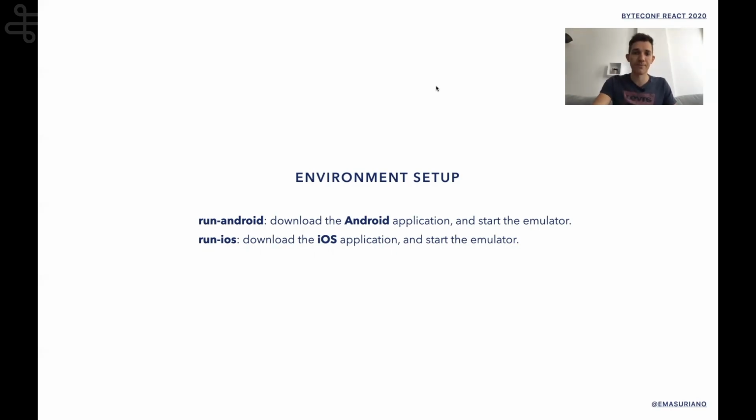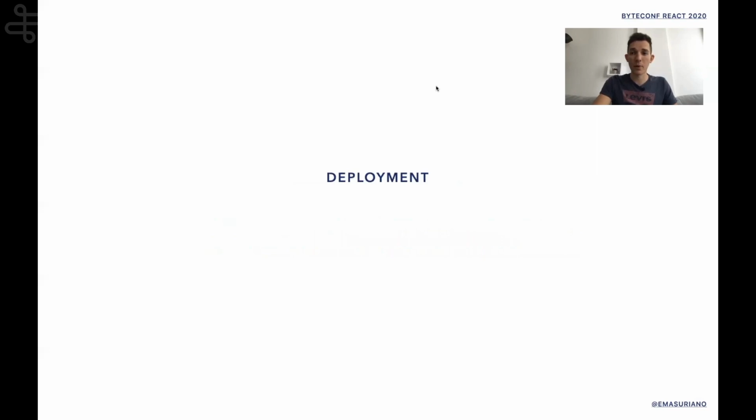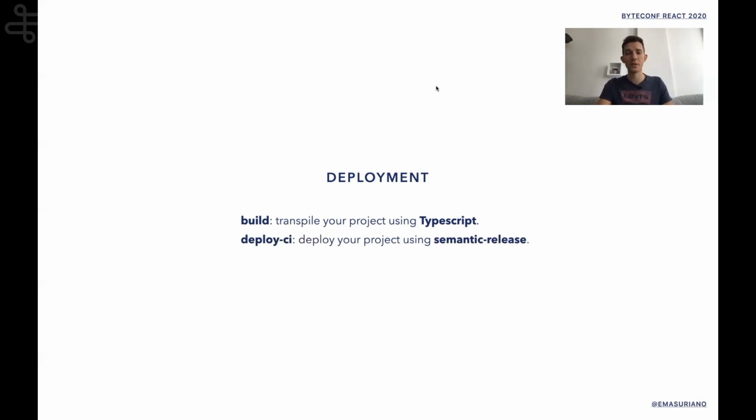Then we have deployment, which is the last part. For deployment, we are providing a build script. In this case, we are transpiling the project using TypeScript. And then deploy CI, which is going to deploy your project using semantic release, which reads your commits. Given your commits, it decides which version it is going to create, whether a patch, a minor, or a major.